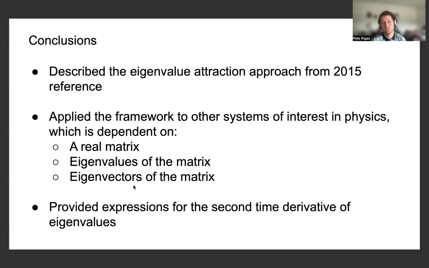We first need a real matrix, and then from this matrix, we can extract the eigenvalues of the matrix and the eigenvectors of the matrix. And then we also provided expressions for the second time derivative of the eigenvalues for the open quantum systems. And we demonstrated many similarities between these different types of physical systems that a priori may not appear to share any commonalities at all.